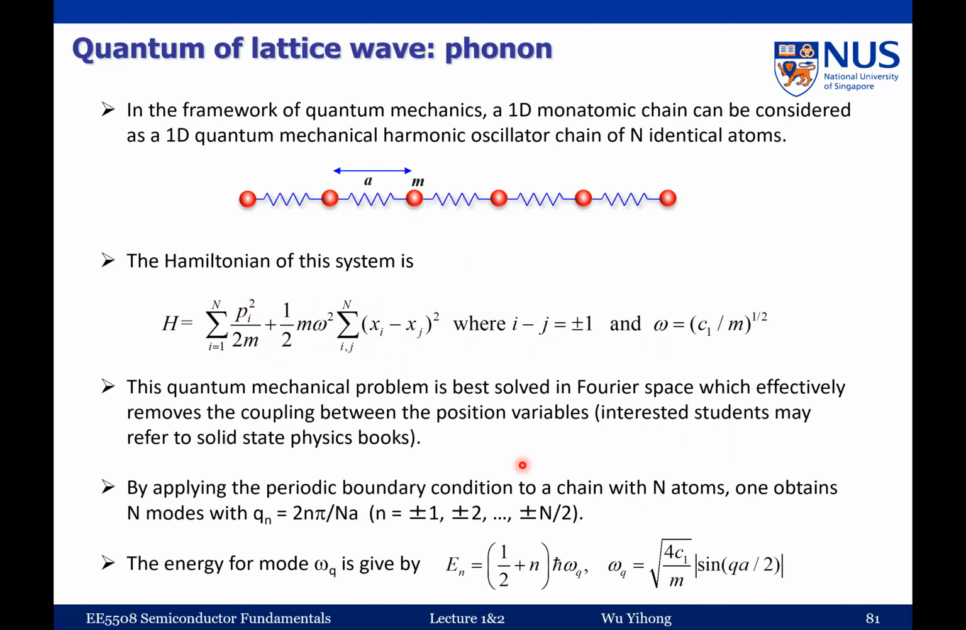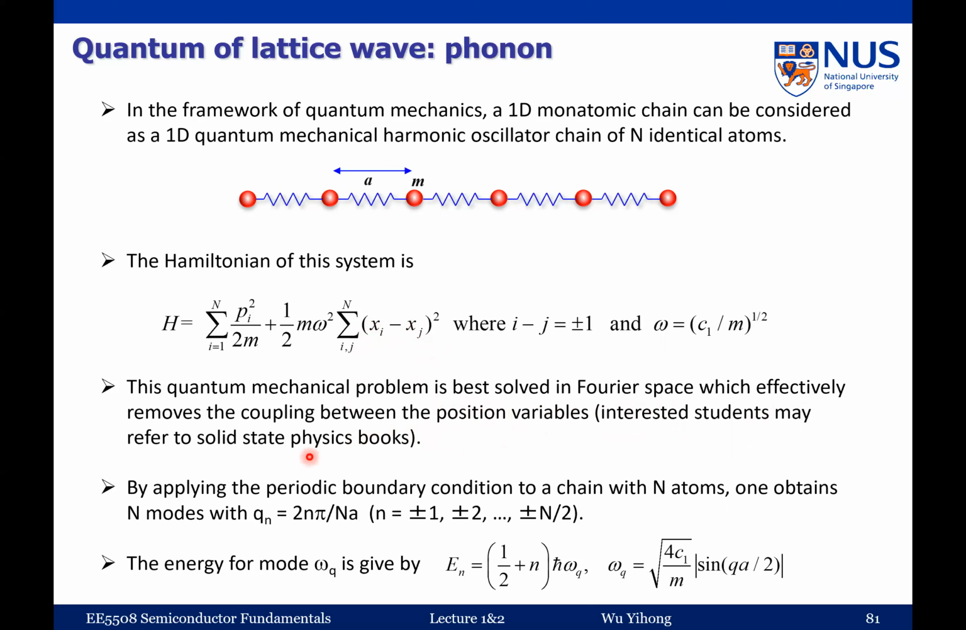To solve this, of course, people have found a way to do that. Instead of solving this in the real domain, you can do a Fourier transform and go to Fourier space, and then you can effectively remove the coupling between the displacements of neighboring atoms. By doing so, you can solve this equation. Of course, you can find this in standard textbooks. We'll not go into details.